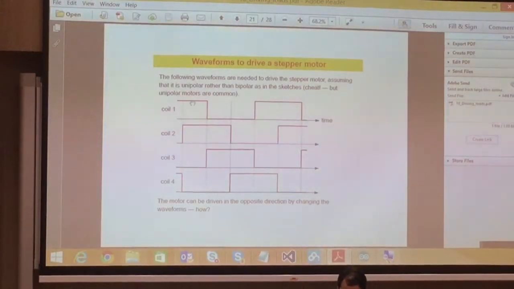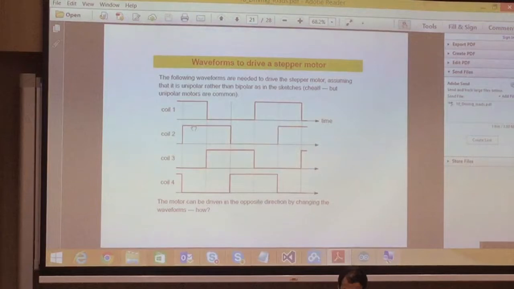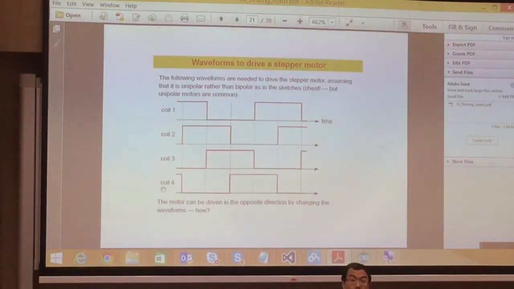So let's look at them one by one. For this case, at this point of time, coil 1 and coil 2 are turned on. And in this one, coil 2 and coil 3 are turned on. This one, coil 3 and coil 4 are turned on. And this one is coil 1 and coil 4 turned on. So if you have the output waveform like this, you can actually control your motor movement. Do you agree?